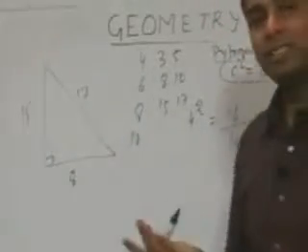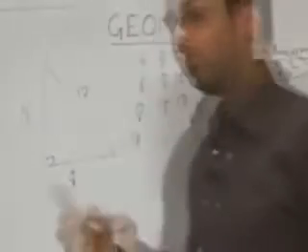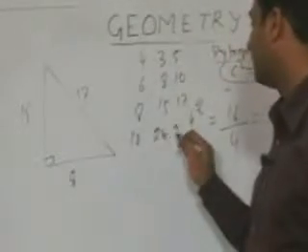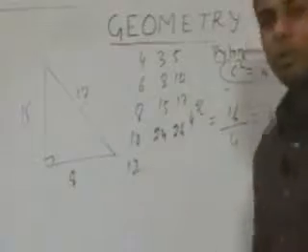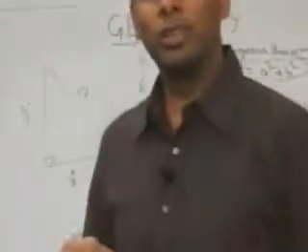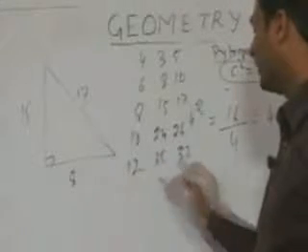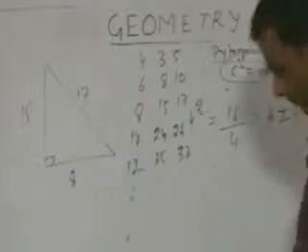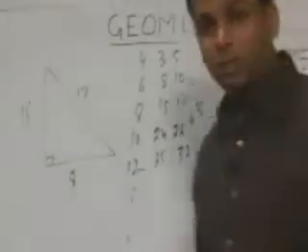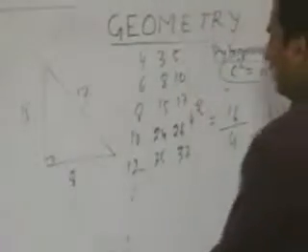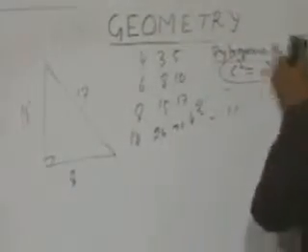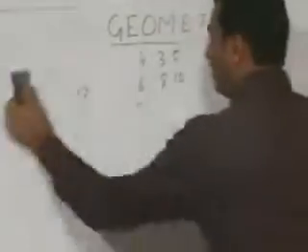10 square is 100, 100 by 4 is 25, so 24 and 26. If I start with 12, 12 square is 144, 144 by 4 is 36. So I say this is 35 and 37, and so on. Okay. Now let's take a couple of questions here based on the Pythagoras triplet.